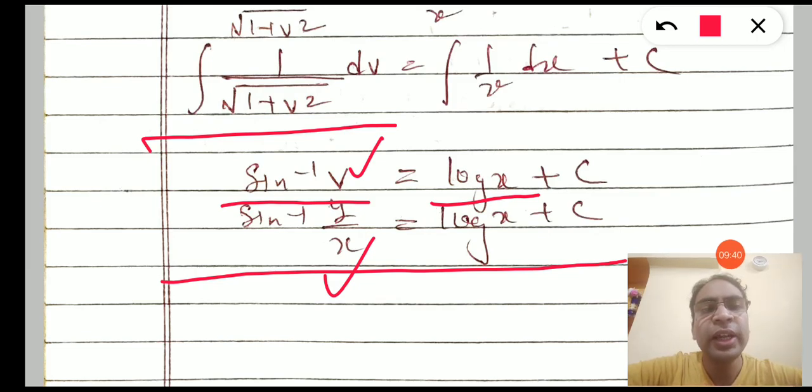So that's it for the lecture. In the next lecture we will talk about the equations which can be reduced to homogeneous differential equations, and then we will try to solve these equations.